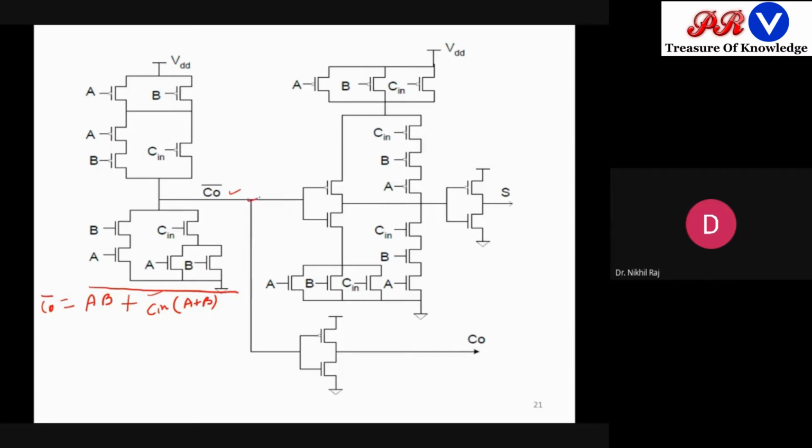Further, this value is propagated to an inverter. We get here the complement of C out, that will give me AB plus C in into A plus C in into B. If you recall, this is the carry expression of a full adder, and then you will solve this one, so you will get a sum operation here. So this is nothing but the full adder implementation at the MOS level or the CMOS level.